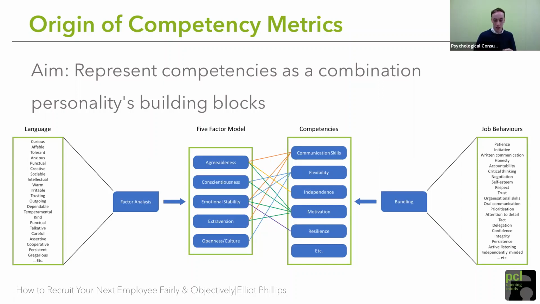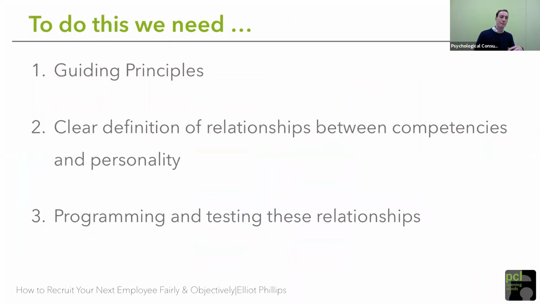So that was the challenge. As to how we do that, we had to first establish our guiding principles, to set the ground rules before we start and know where we're going, and then to clearly define the relationships between both the competencies and the personality components so that we're very transparent and clear on what we're setting out to achieve. And then number 3 is to program those, turn them into algorithms, and objectively, rigorously test them to see if they really do hold up. So that's what we did.